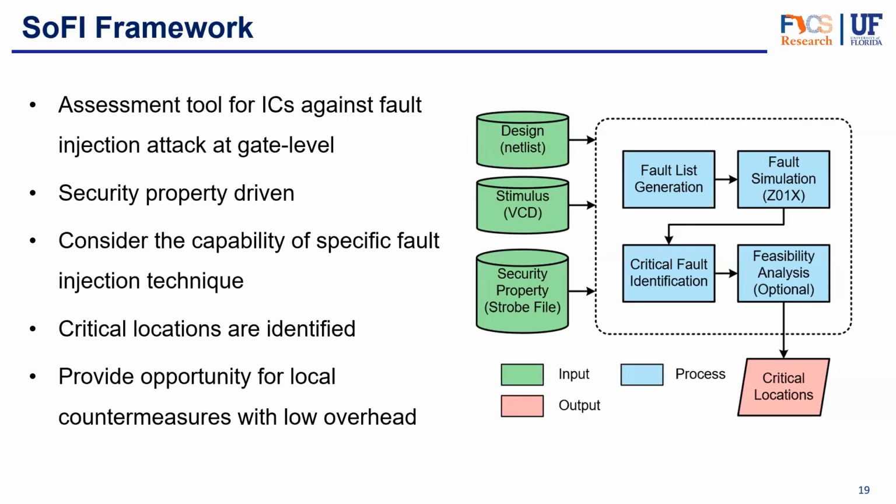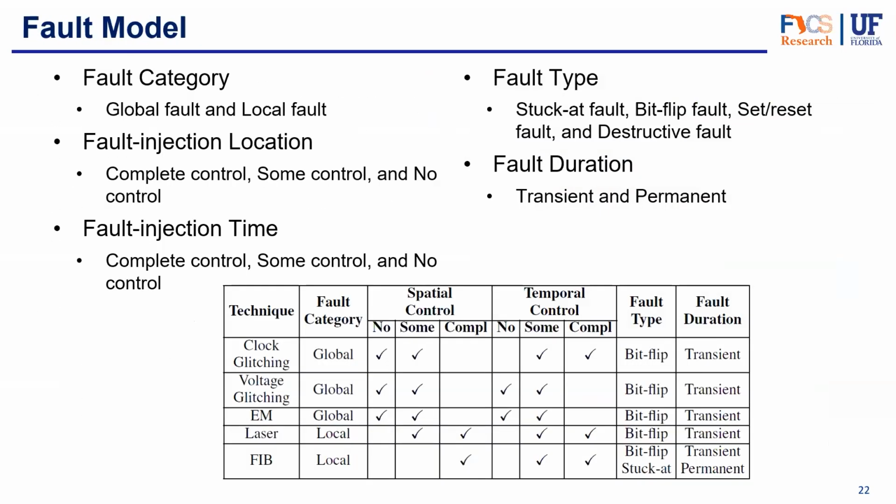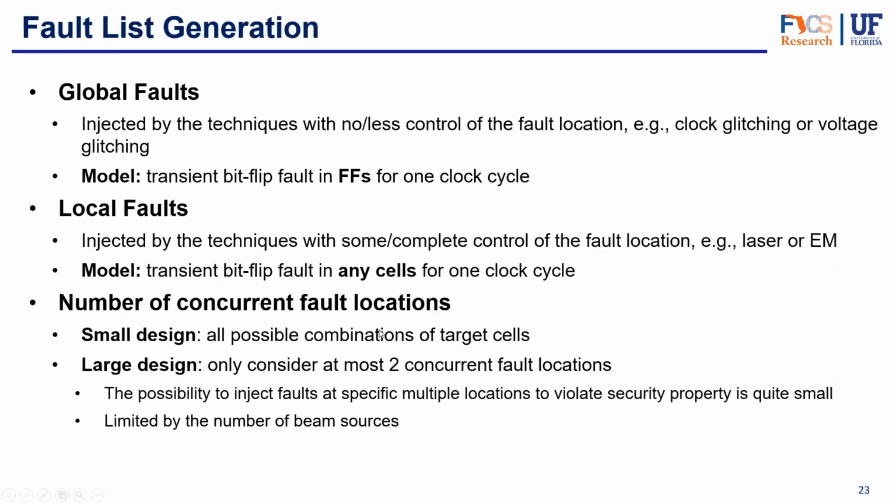He's also asking, does the framework allow for multiple bit flips or only a single line? Yes, it allows for multiple bit flips. For feasibility analysis right now, for a small design, we have considered all of the combinations of target cells. For larger designs, we have considered 2 concurrent fault locations at the same time. But the simulator allows multiple fault simulation.